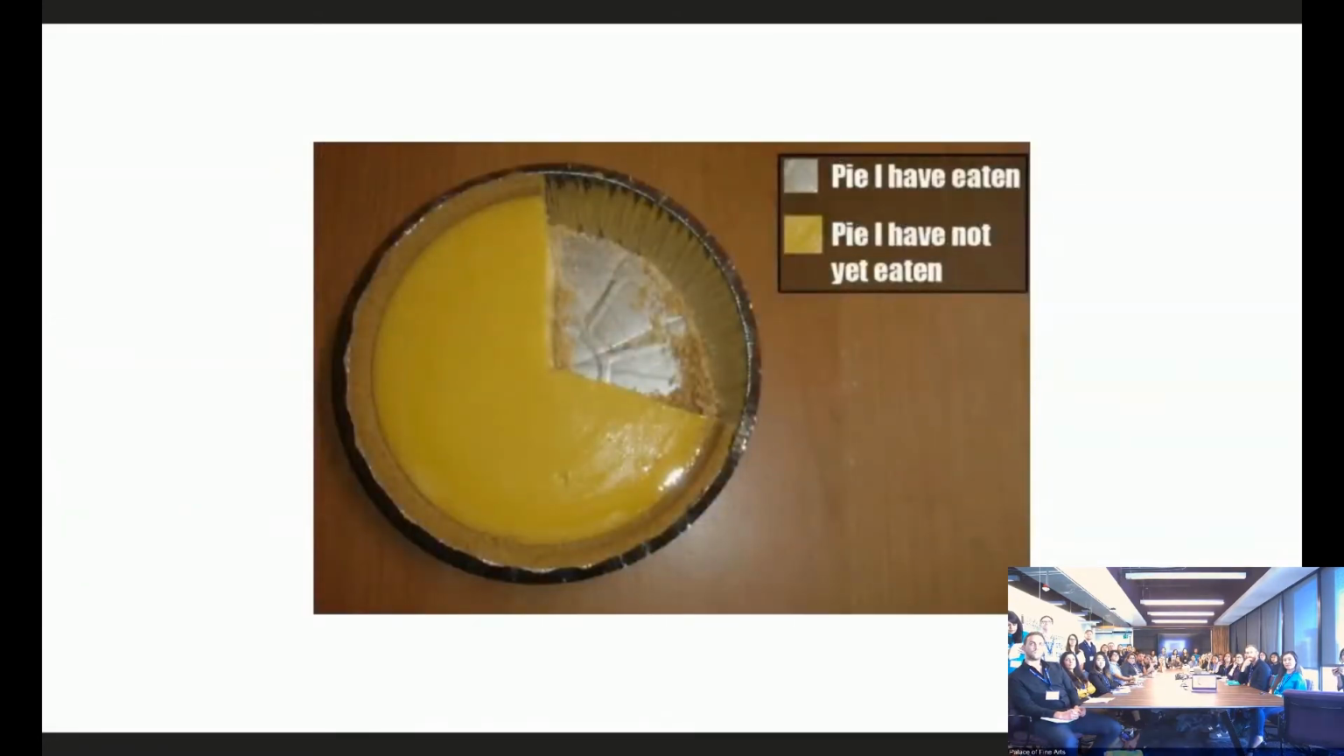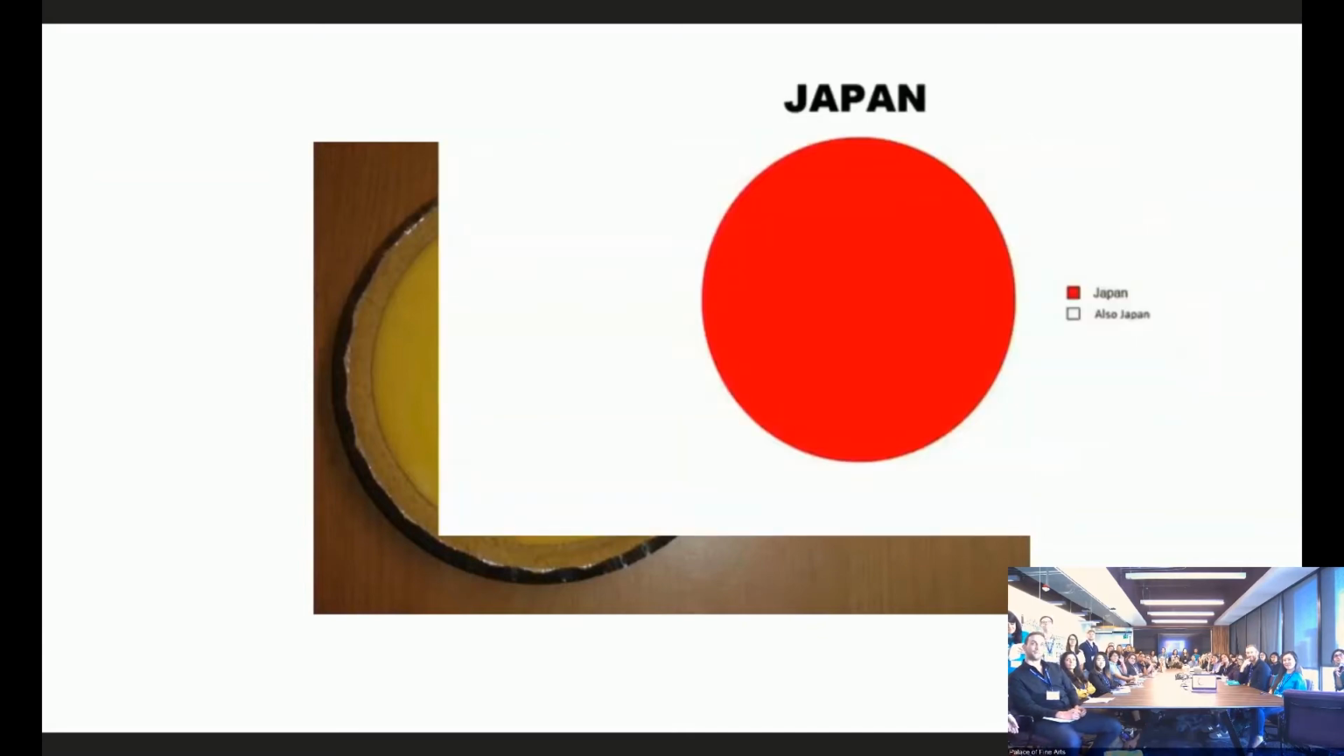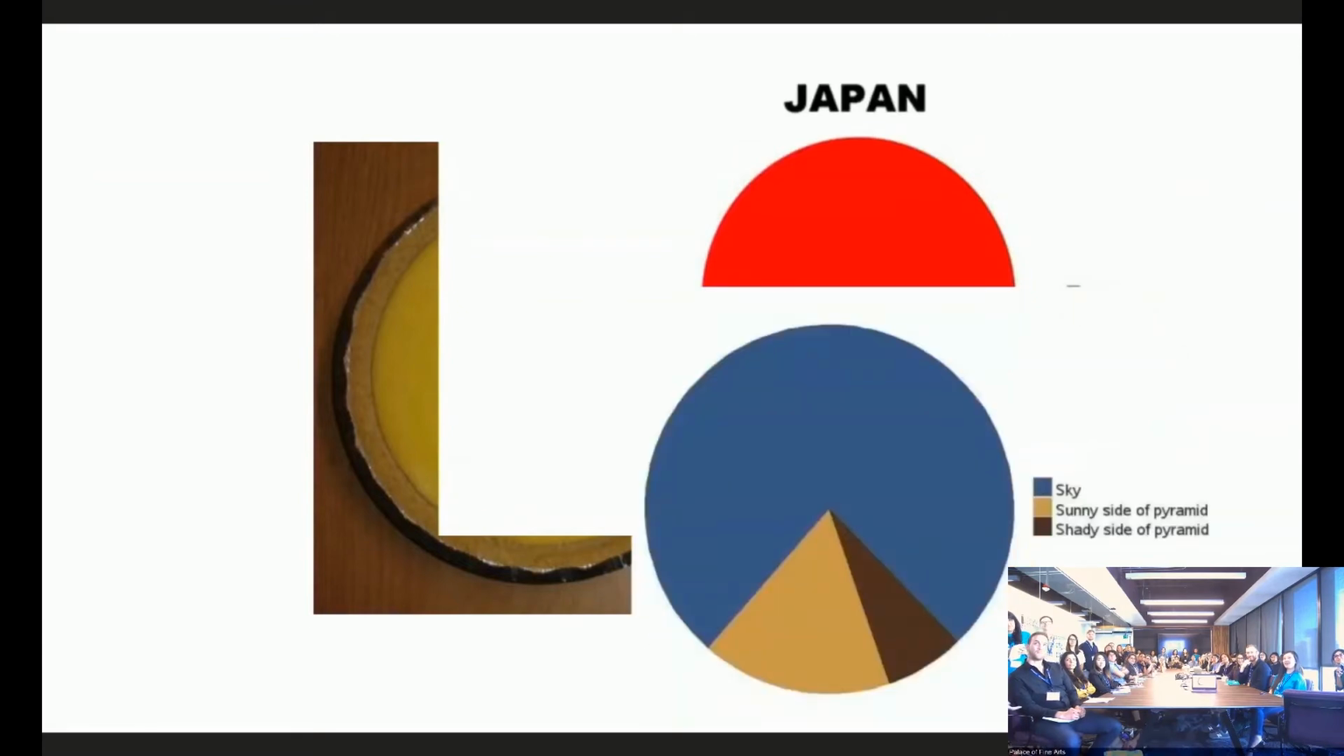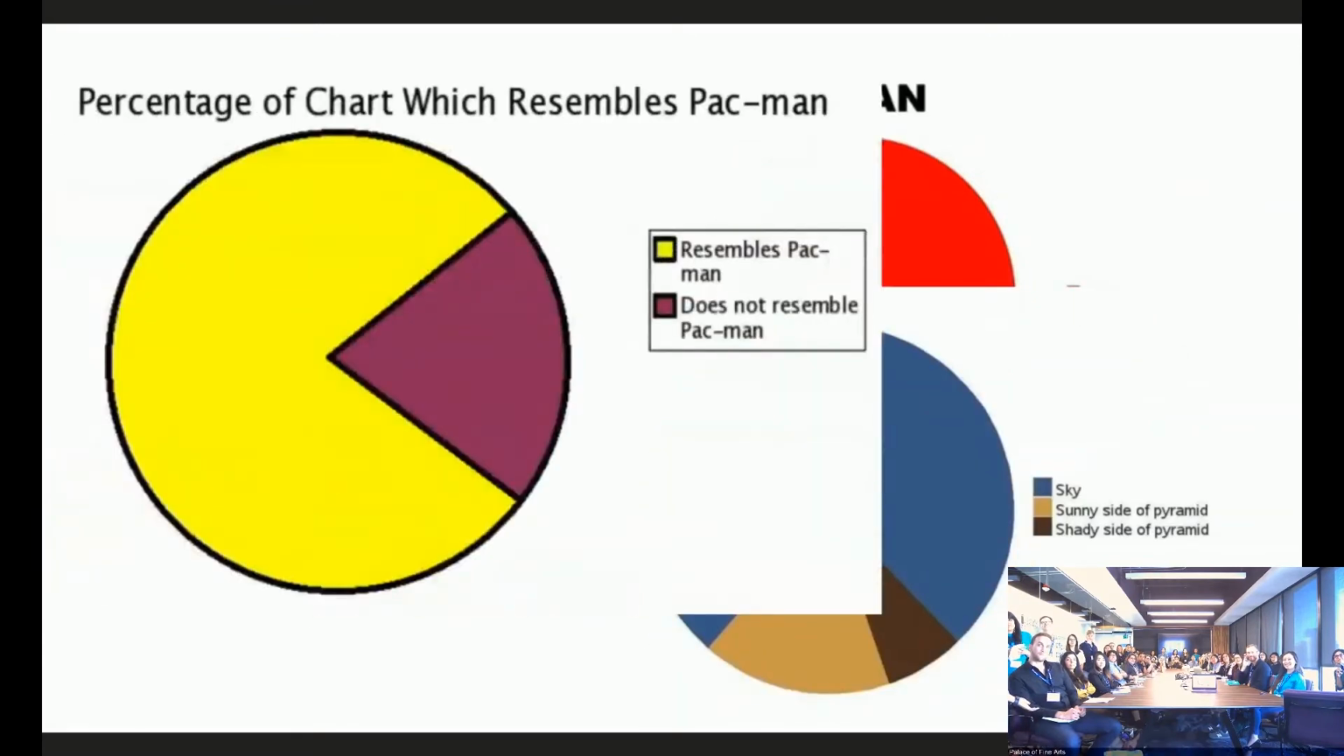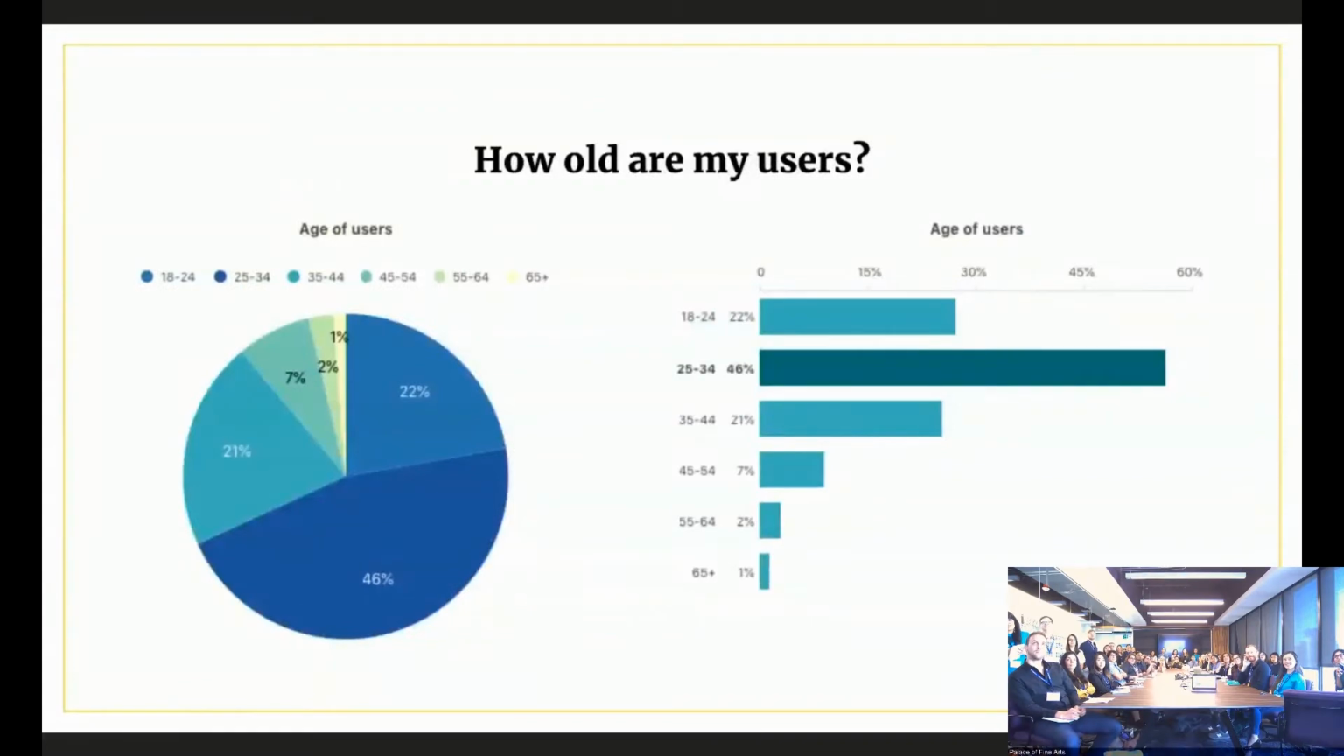So I want to talk a little bit about pie charts. These are a few examples of pies. It's the real pie. This is Japan as a pie. Pyramid. And a Pac-Man. So the point of this is that usually pies aren't the best choice. If you have two pieces of data, it can work really well. But as soon as you start to go three or more, it's usually best displayed in a bar chart like this.